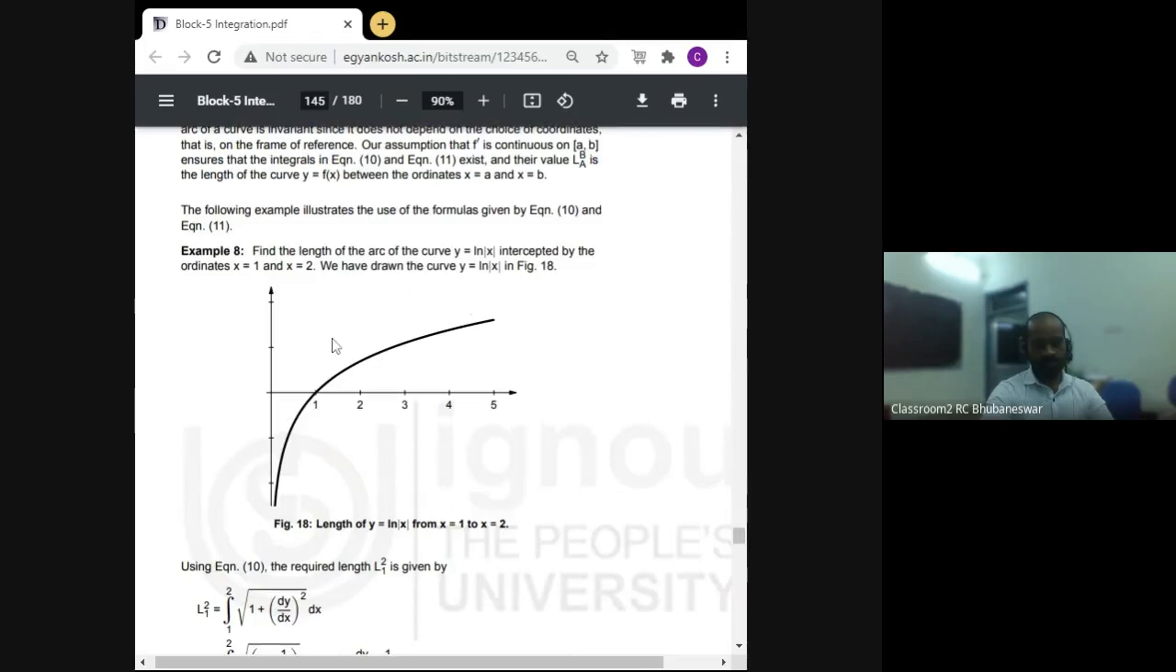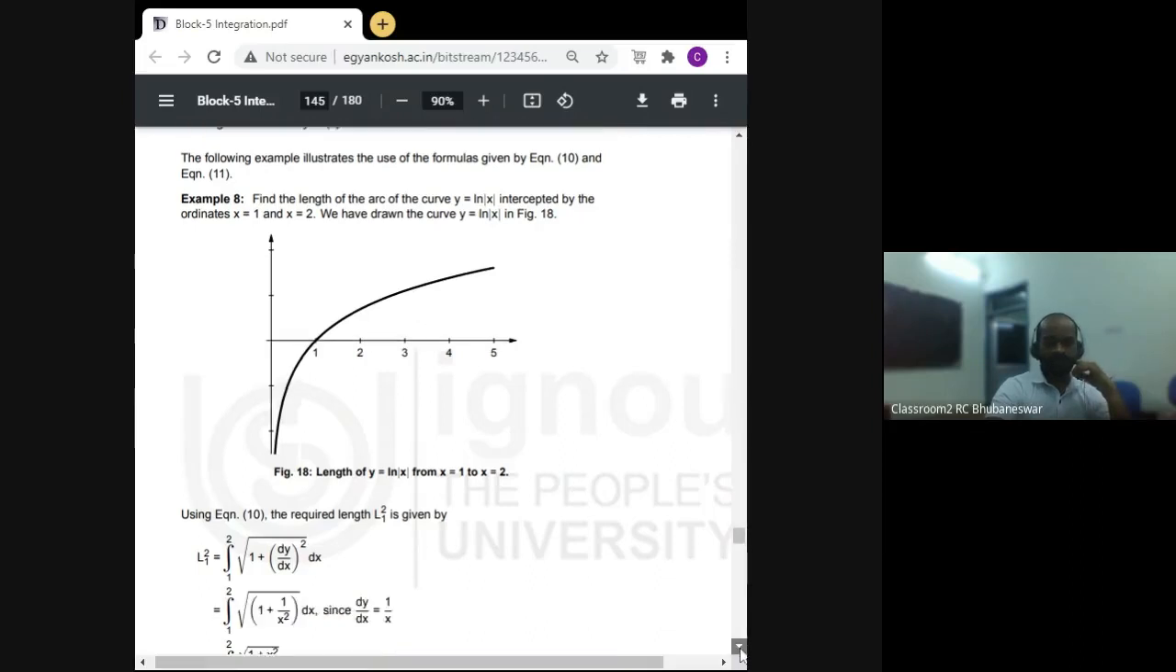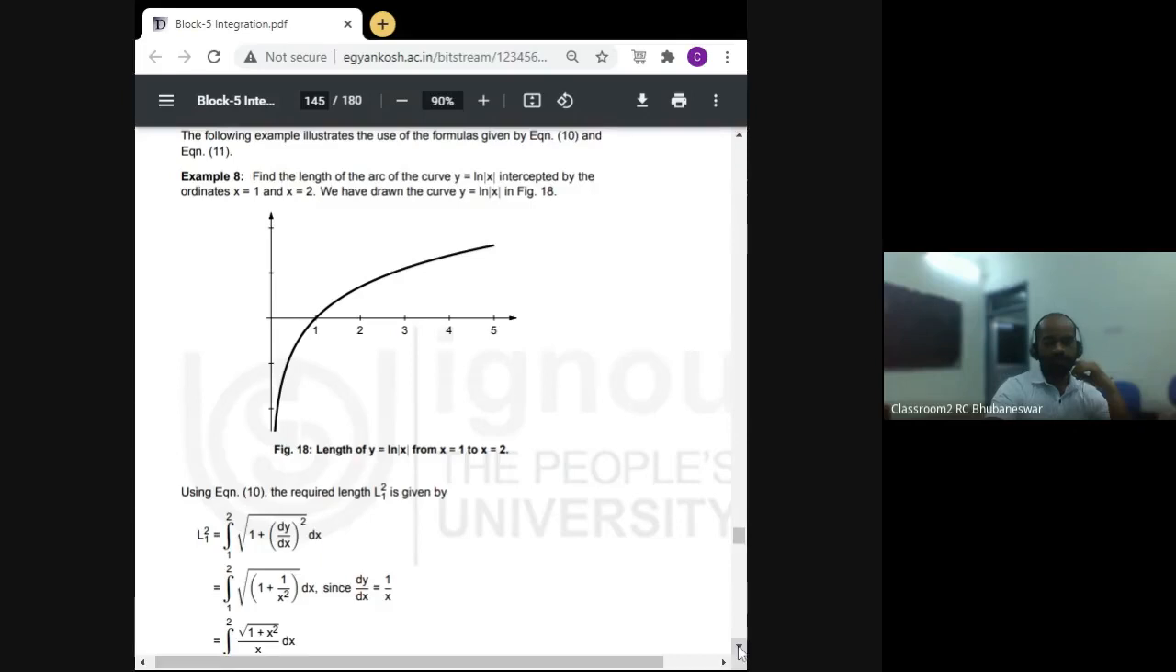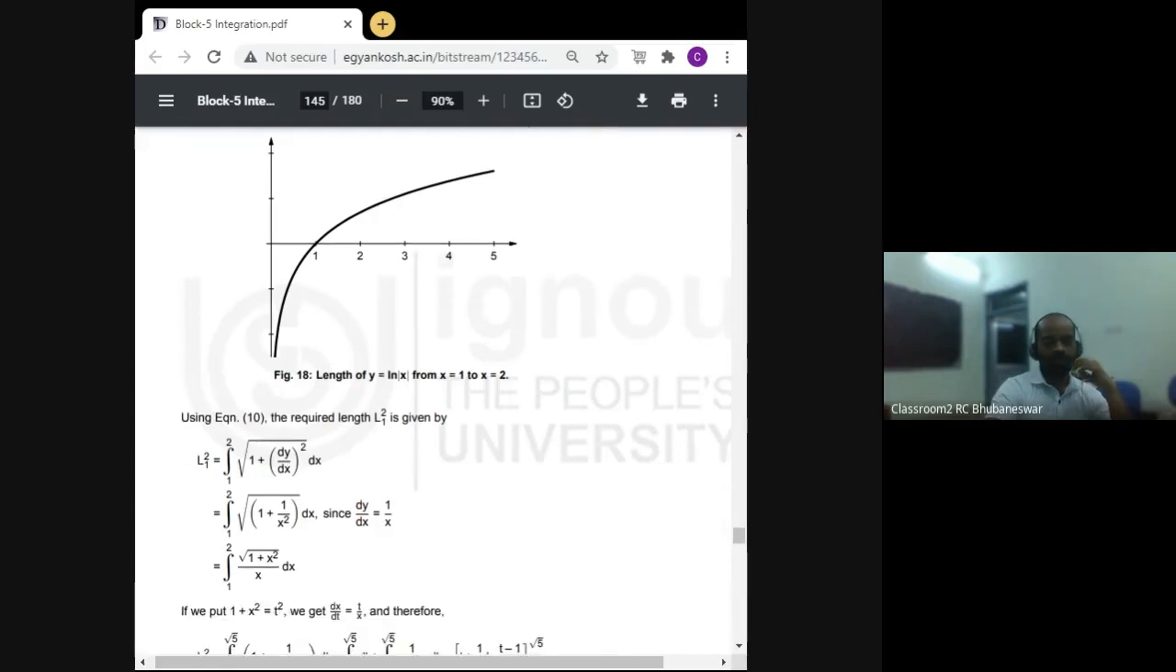Look at example number 8. In example number 8, the graph of y equal to ln x has been drawn, and we consider the interval from x equal to 1 to x equal to 2. On x equal to 1 to x equal to 2, it is clearly an increasing function. And now from that, here we can use this particular formula as a standard formula.